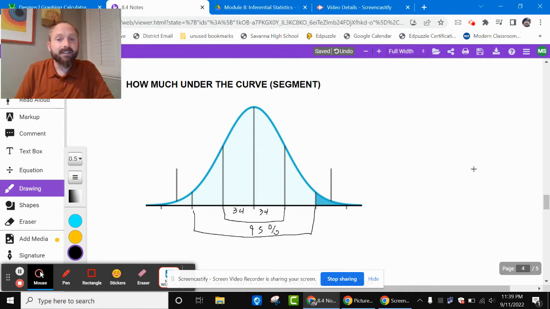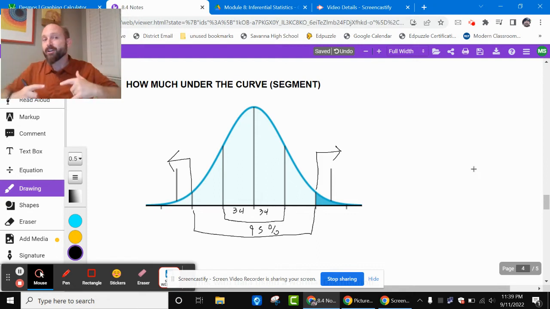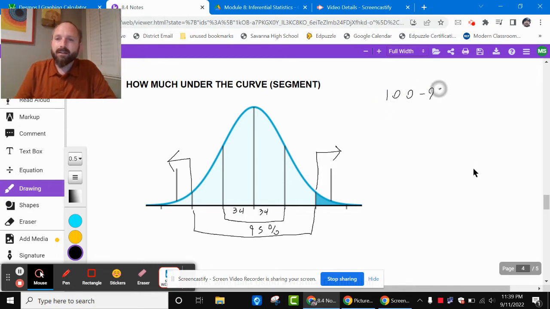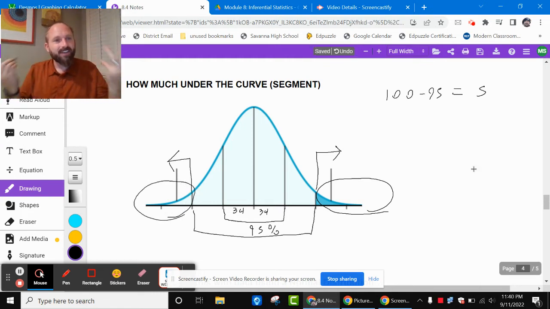Well, how much is this way and how much is this way? Well, if you remember, the percent under the curve is always 100%. What is 100 minus 95? It's equal to 5. So if we're talking about all the data over here, it's not 5% because we're also including this. This is still 5% of the data that's not there.